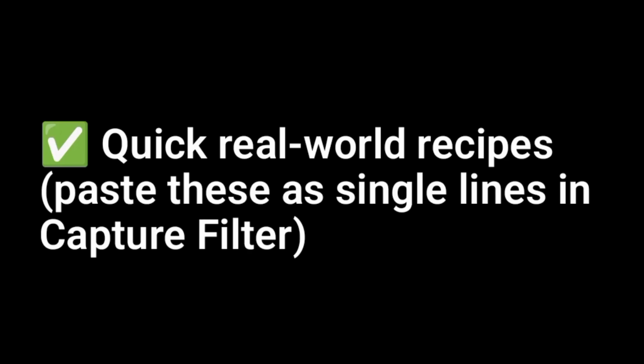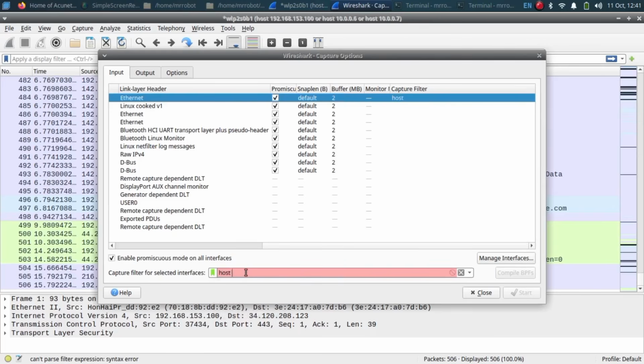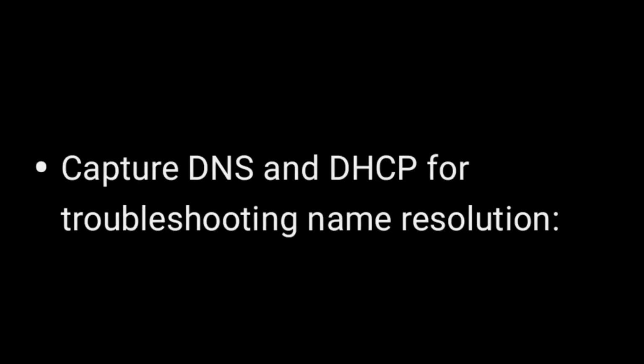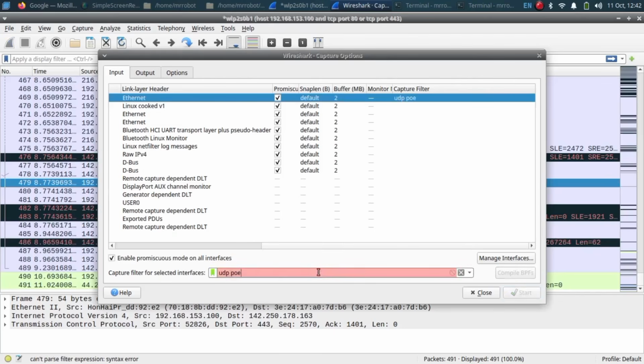Quick real-world recipes. Paste these as single lines in the capture filter. Only capture your workstation talking to web servers: host 192.168.153.100 and (tcp port 80 or tcp port 443). Capture DNS and DHCP for troubleshooting name resolution: udp port 53 or udp port 67 or udp port 68.